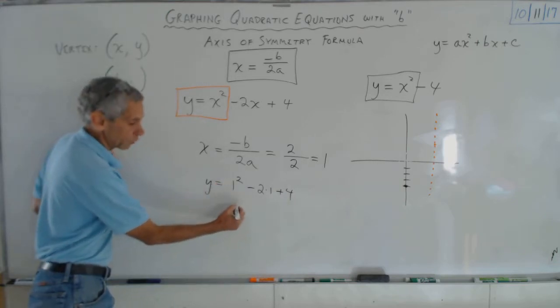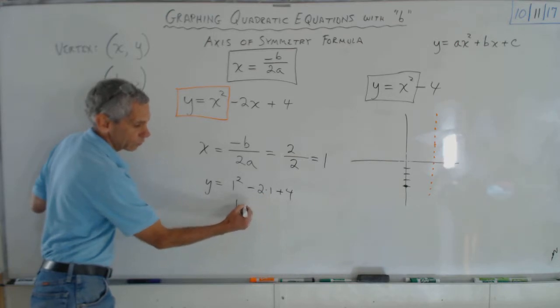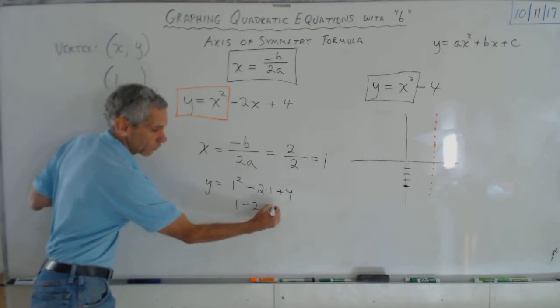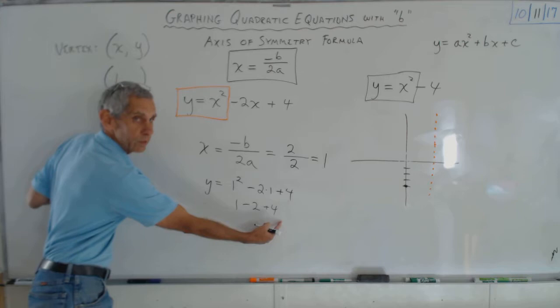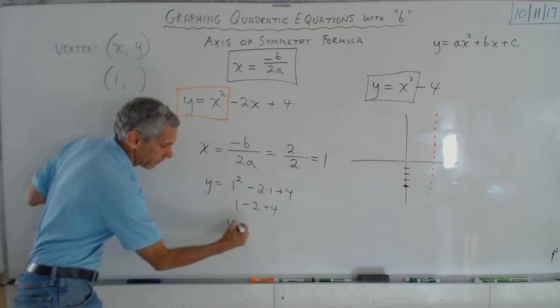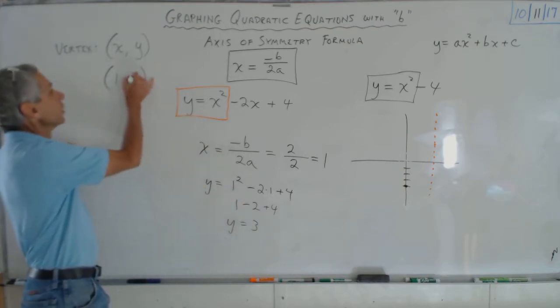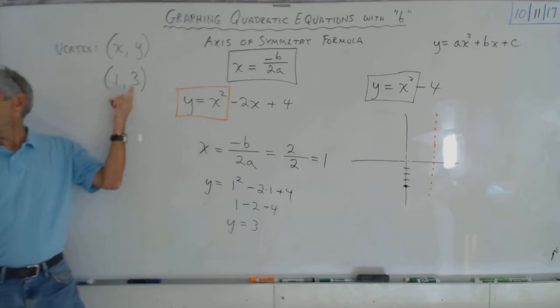1 squared now is 1. 2 times 1 is 2. So minus 2 plus 4. 1 minus 2 is what? Negative 1, right? Negative 1 and 4 is 3, right? 4 minus 1 is 3. So y is equal to 3. Oh, cool. So I now know my vertex. I just put my y up here.